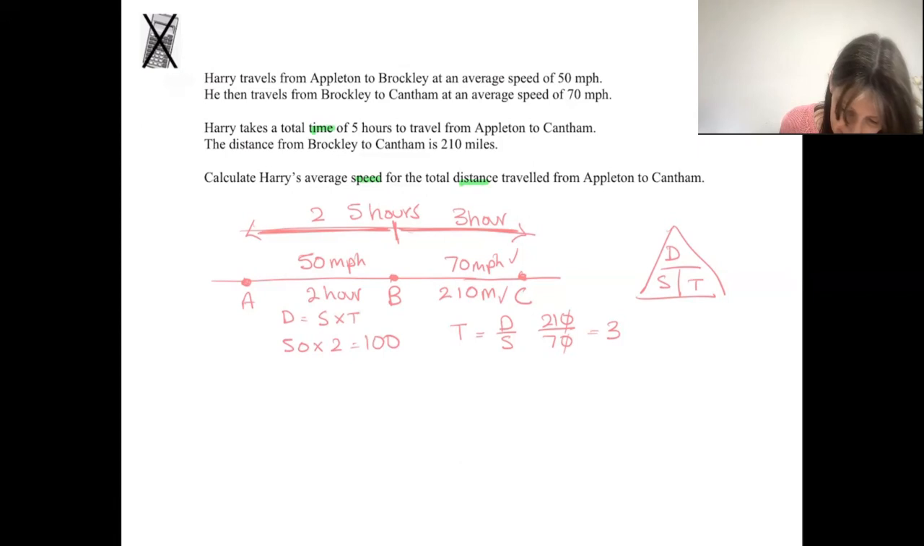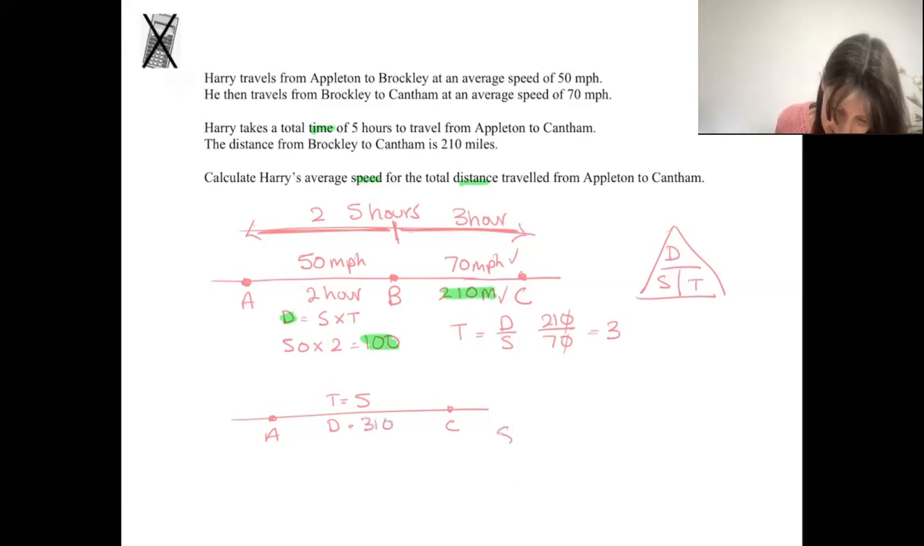So if you need to draw a new diagram, it starts to get messy. I want A to C. I want the average speed from A to C. I know that the time is 5 in total. And I now know the distance is 100 plus 210. Yeah, I've got distance of 100 here and I've got distance of 210 there. So I know my distance is 310.